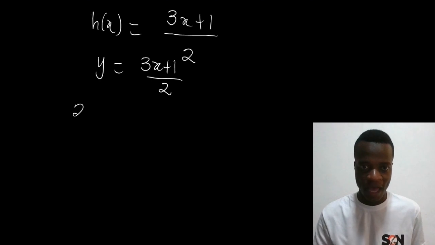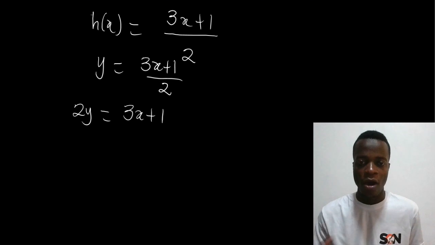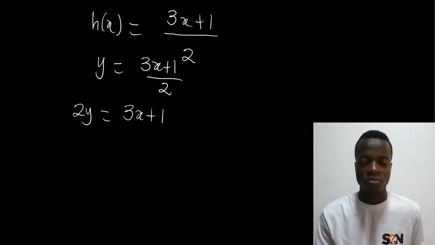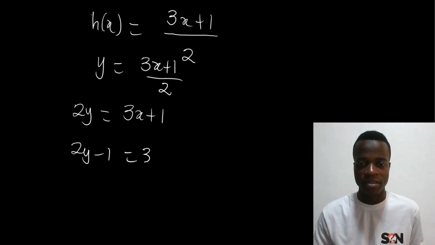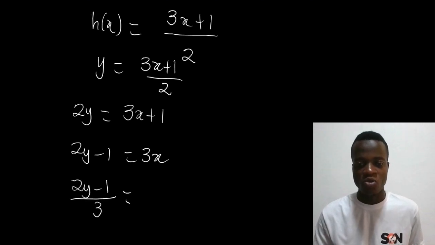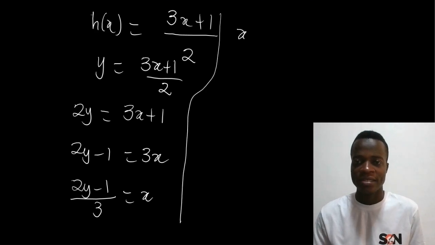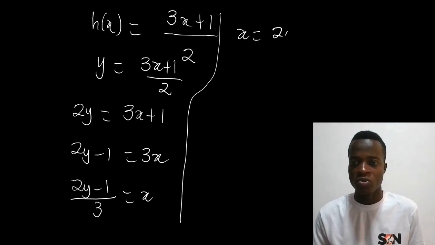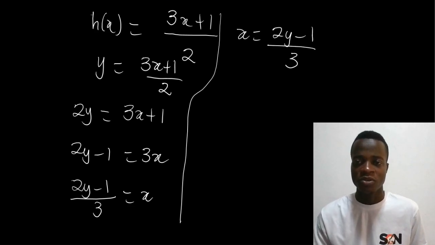So making x the subject, I have 2y, cross multiplication, right? 3x plus 1. Now make x the subject. So I'll put 2y minus 1 is equal to 3x. I'll divide both sides by 3. So I'll have 2y minus 1 all over 3 is equal to x. It's best to write them this way. x is equal to 2y minus 1 all over 3. So now we have made our x the subject.